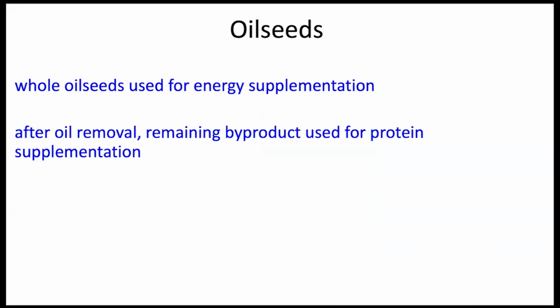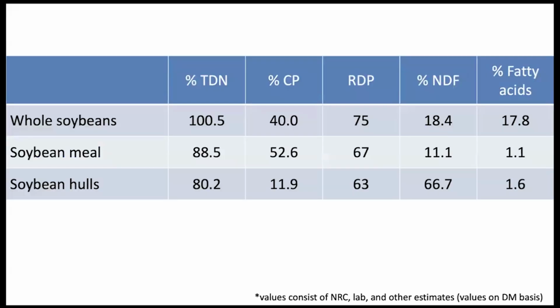When we think about oil seeds, we could use that whole oil seed for energy supplement, and it can be a pretty good energy supplement. We don't see that done a whole lot, but we could if we needed to. What we typically see more often is the oil gets extracted to use in human food production or in certain industries, and then the remaining byproduct is typically used for our protein supplement. So we have the oil seed, we take the oil away, and then we have that protein byproduct remaining.